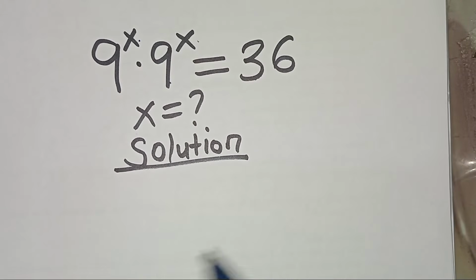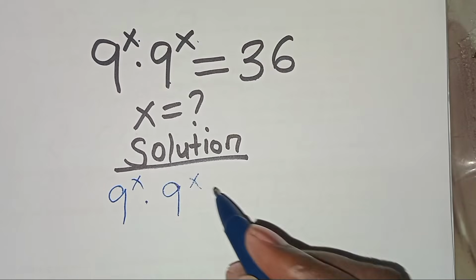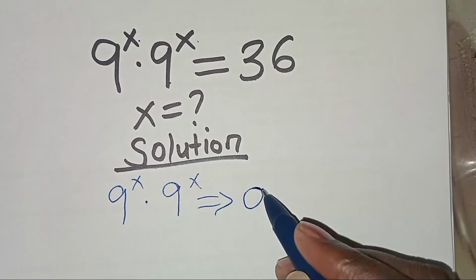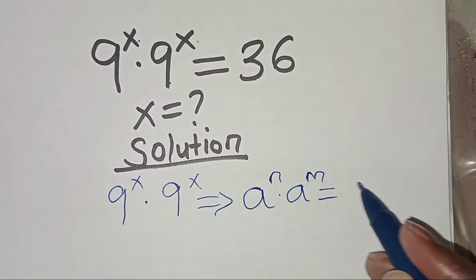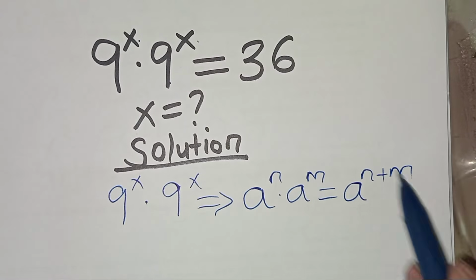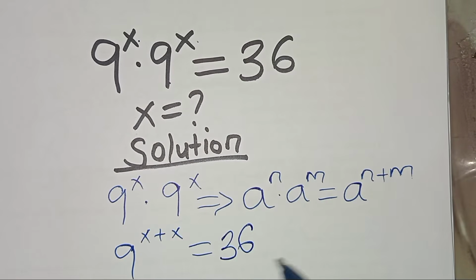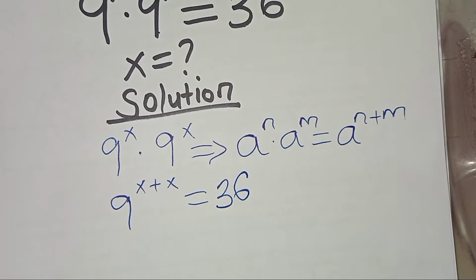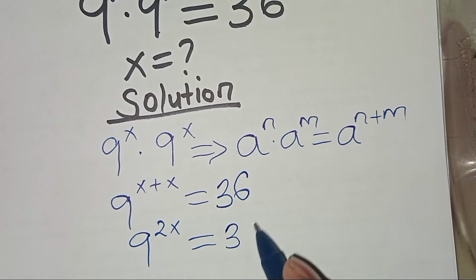Now solution. You find that 9 to the power x multiplied by 9 to the power x is actually in the form of a to the power n multiplied by a to the power m, which we can express as a to the power n plus m. Applying this indices identity, we'll have 9 to the power x plus x. This is equal to 36. So here we'll have 9 to the power 2x. Okay, this is equal to 36.